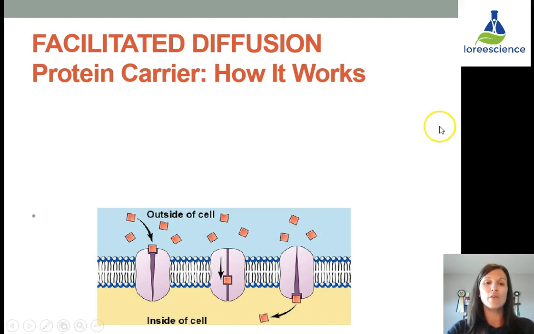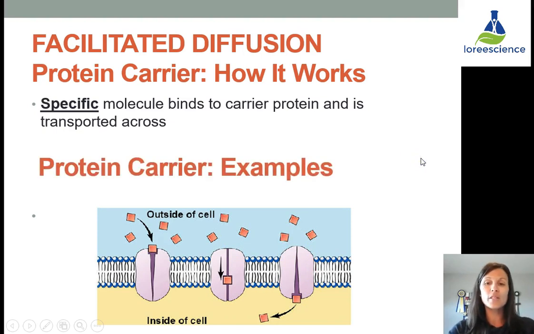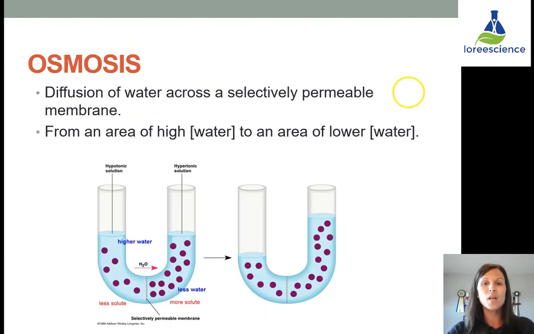Protein carriers are another form of facilitated diffusion. These allow a specific molecule to bind and is then transported across the membrane. So a specific molecule binds, and the protein then changes shape to allow that molecule through. There is still no need for energy for this to occur. Examples include the movement of amino acids, sugars, and small proteins into and out of the cell.